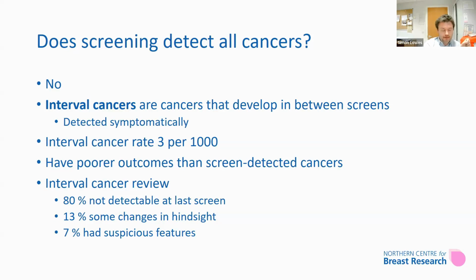13% overall, had some changes in hindsight. So these are features on the mammogram that eventually resulted in development of that cancer, but they weren't necessarily suspicious enough for us to recall that woman. And 7% of all our interval cancers, in hindsight, did have some suspicious features and probably should have been recalled. And again, these aren't our local statistics. These are based on the National Breast Screening Programme from 23 to 24.